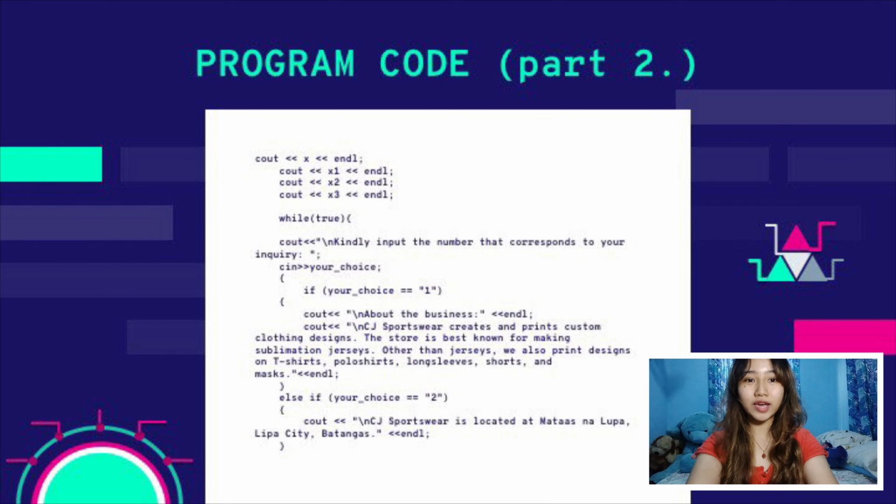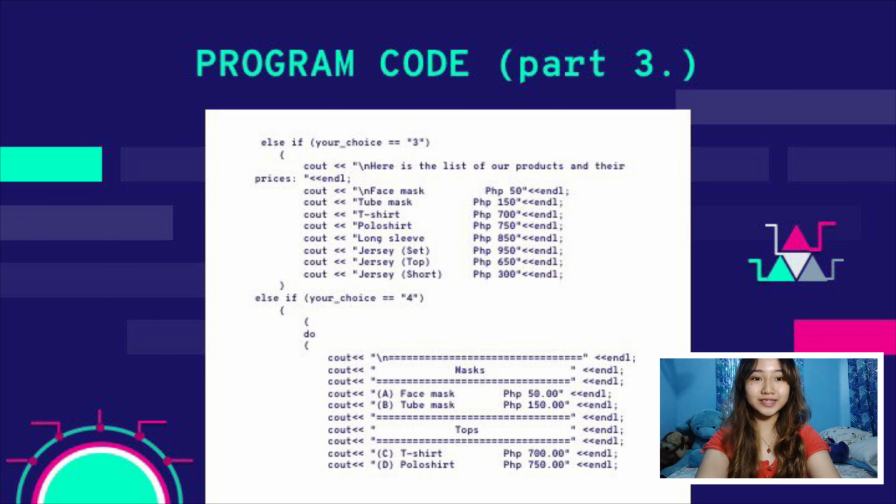We use the while loop and if-else for customer choices. In here, when the customer enters 1, it will display a short background about the business. Else, if the choice is 2, it will display where the business is located at.